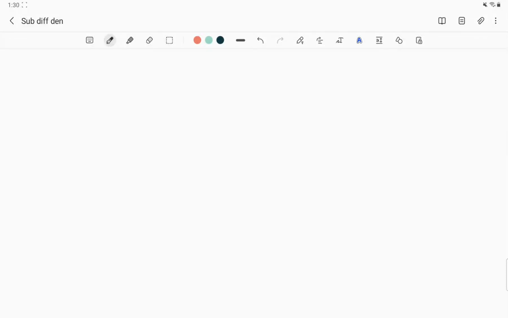Hello everyone. So today we're going to look at subtracting fractions with a different denominator. That means the bottom number on each fraction is different.